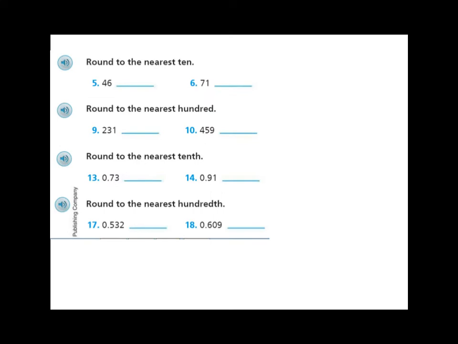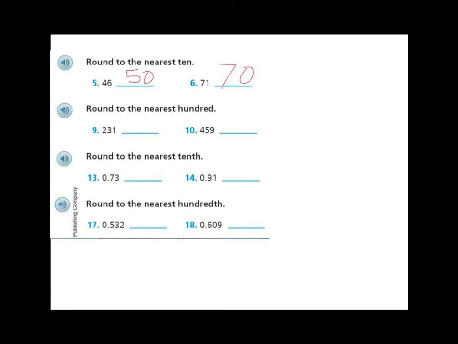So if we were rounding these to the nearest 10, 46 would be rounded to, I heard you say it, 50. Think of tens: 10, 20, 30, 40, 50, 60, 70. Think of tens when it's asking you to round to the nearest 10. You have to have a 10 in it for the answer. So 71, if I'm rounding it to the nearest 10, would be 70. I heard somebody at home say it out loud. Nice job.